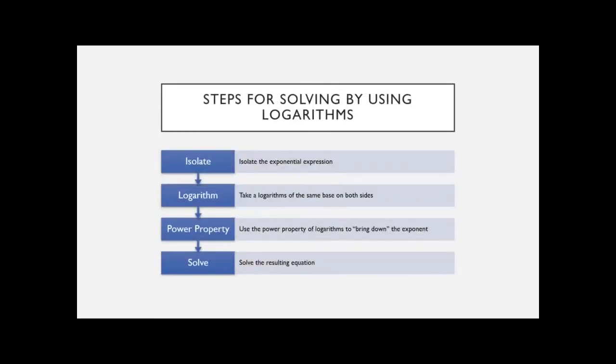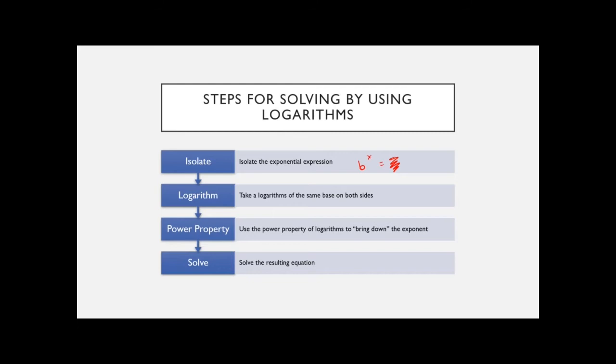So there's 4 basic steps. The first is to isolate. So that means you want to get the exponential part by itself. So if you have like b to some power, you want to rearrange it so that is by itself on one side and then everything else is on the other.